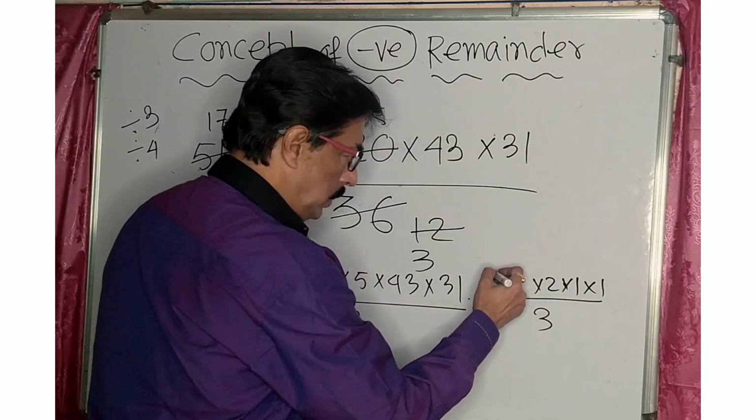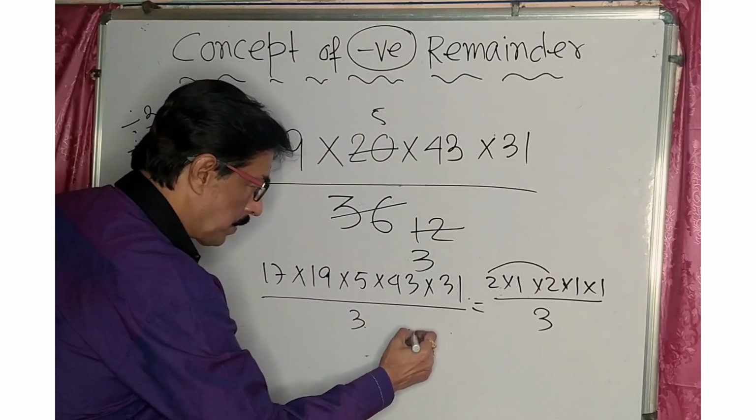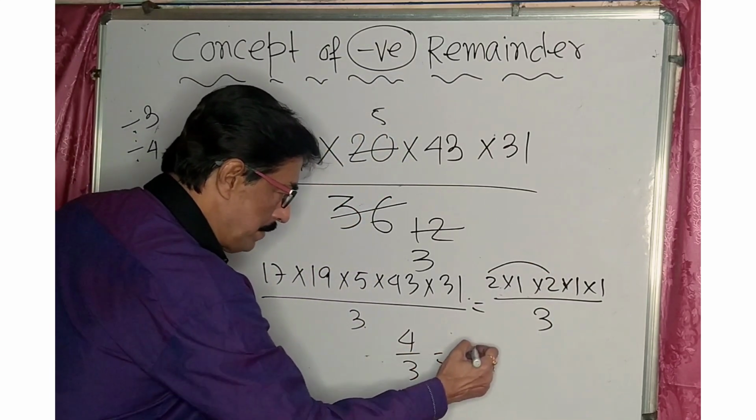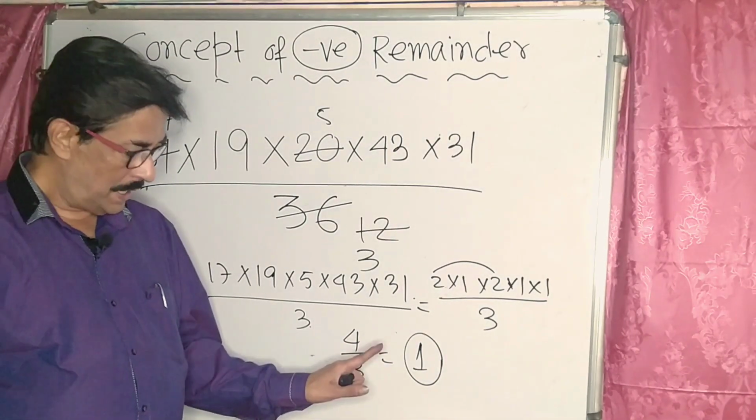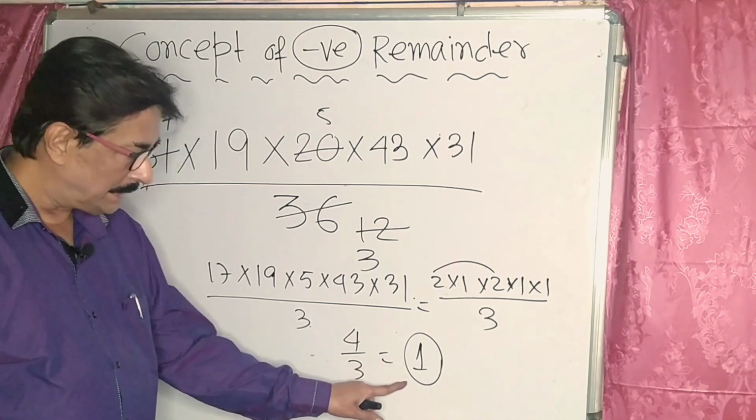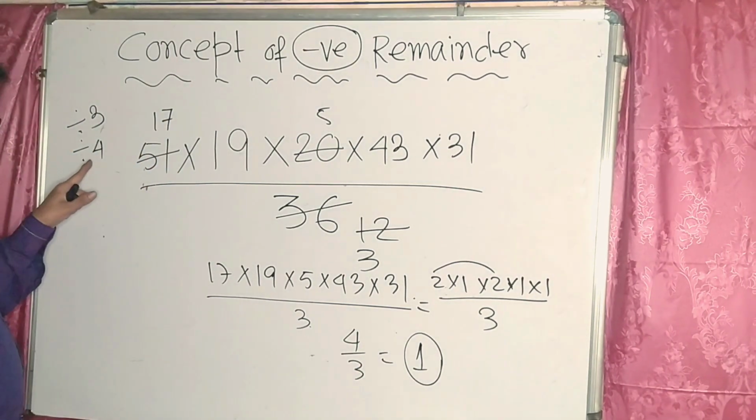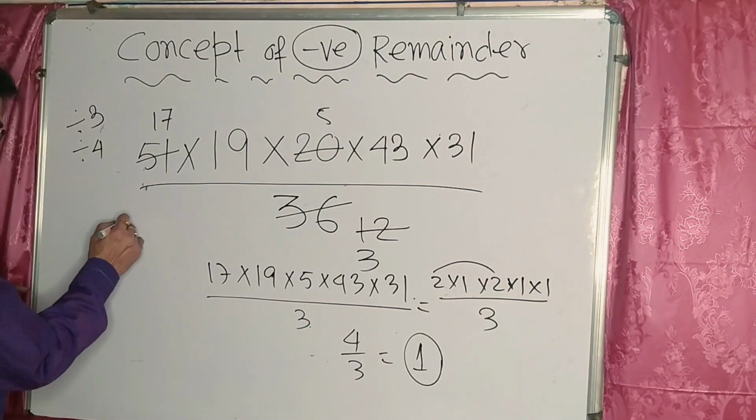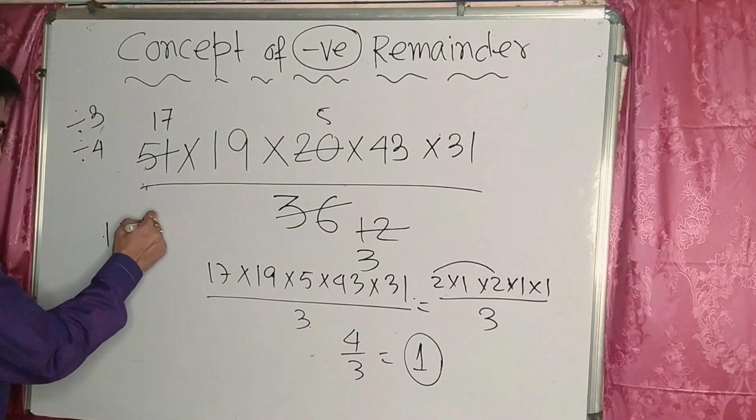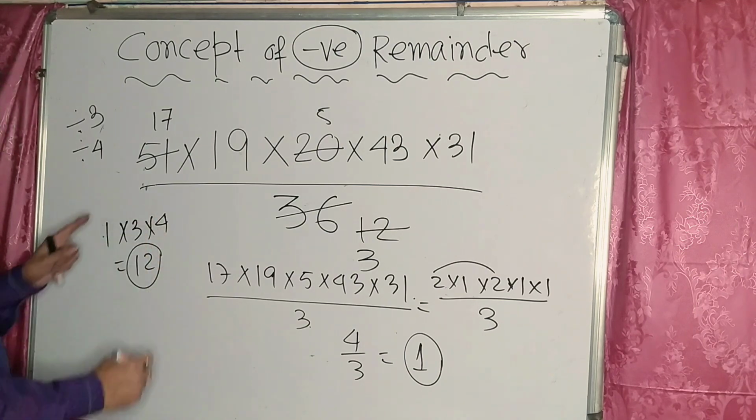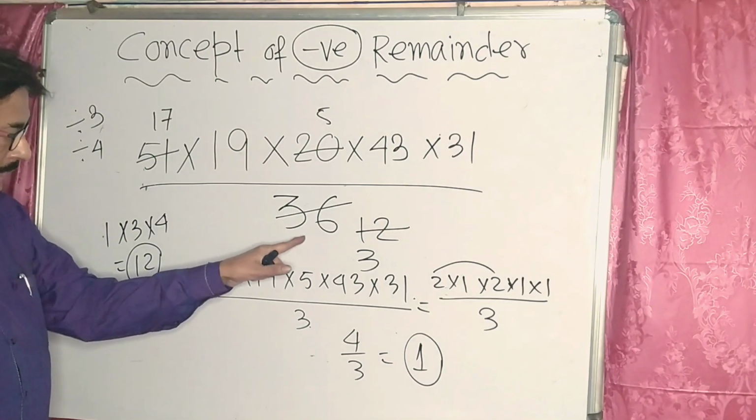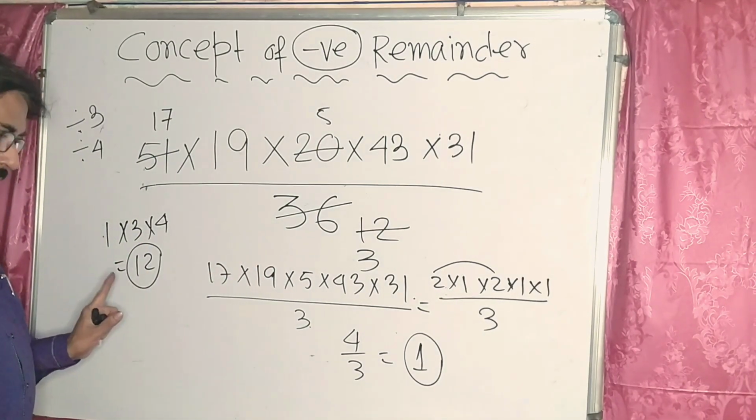By 3. 2 to the 4. By 3. Your remainder will be 1. After getting this remainder 1, remember you have to multiply this number by the numbers by which you have cancelled. So 1 multiplied by 3 multiplied by 4, your result is 12. So when this expression is divided by 36, your ultimate remainder will be 12.